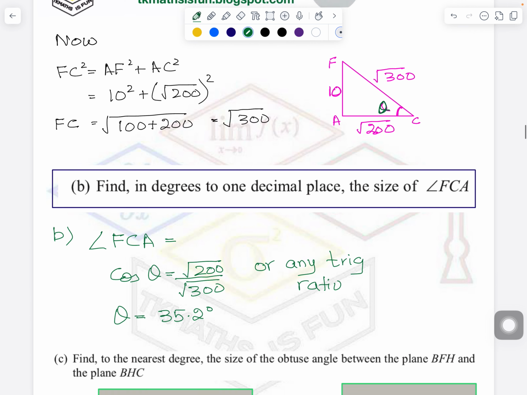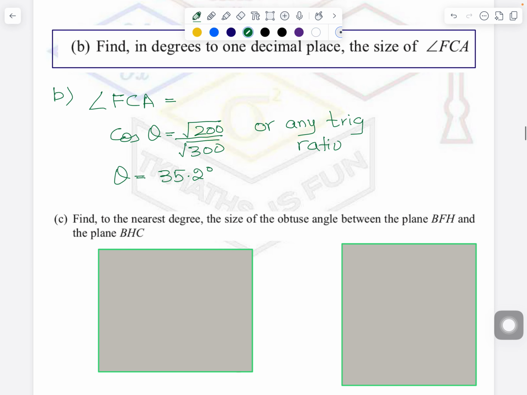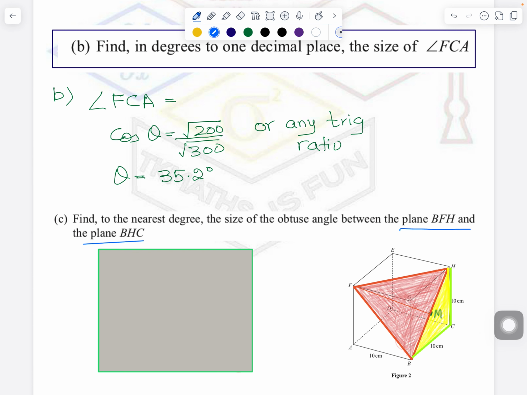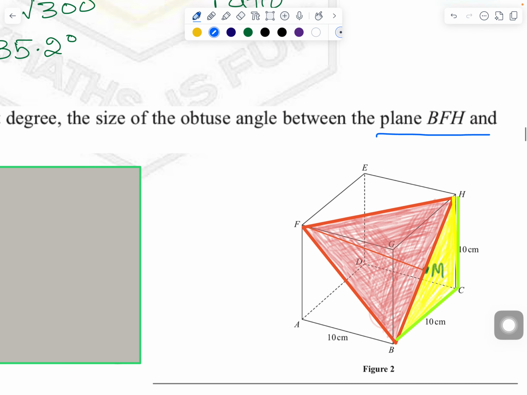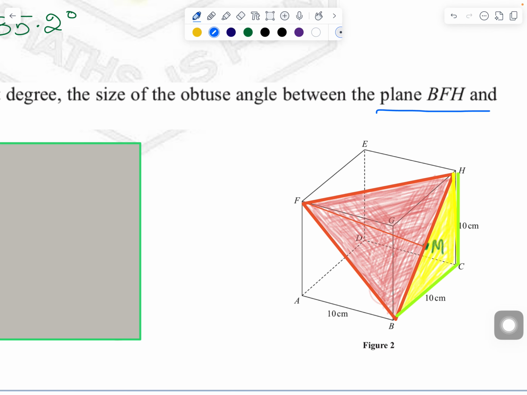Correct. Now, like I said, the last part is basically a challenge: to find, to the nearest degree, the size of the obtuse angle between the plane BFH and the plane BHC. Now, I have tried to explain it with the help of the diagram here. Let me show you. If you see here, we have to find out the angle between the plane BFH, which is in light orange color here, and the other one is BHC, which is in yellow. Now if you imagine the rectangular room where you're sitting, these two planes are basically meeting at an obtuse angle.